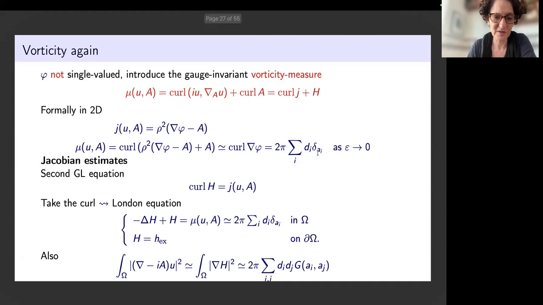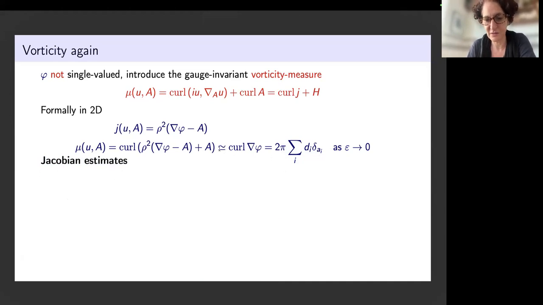And there are some estimates that make this, okay, so here there's an approximation, right? And you can make this quantitative as epsilon goes to 0 through something called Jacobian estimates, which I won't give details of.